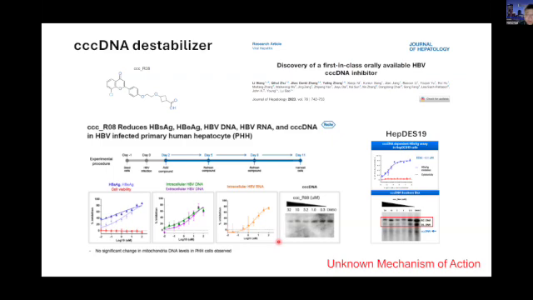And from this Southern blot, you can see the compound also reduces the protein-free rcDNA and the protein-free double-strand linear DNA. So this raises the question of whether the compound can also target cccDNA formation, or reduce those intermediates for cccDNA formation.